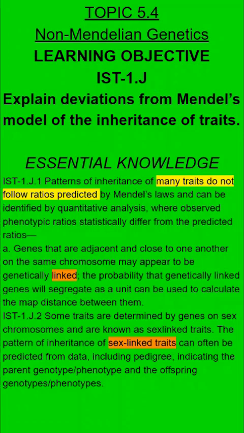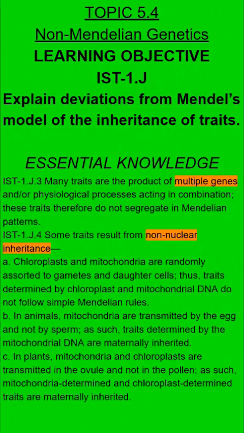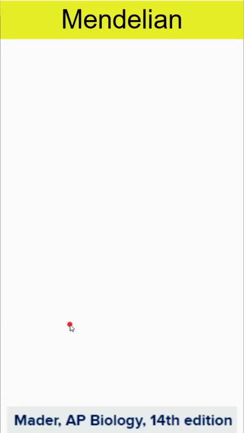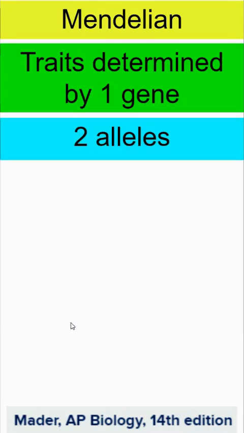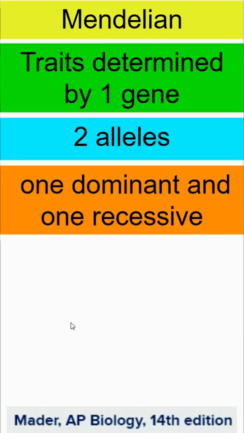With Mendelian genetics, we have predicted ratios, but many things do not follow along those patterns. We can have linked genes, sex-linked traits, multiple genes or polygenic traits, and non-nuclear inheritance. Going back to Mendelian, it's a very simplified way of looking at genetic inheritance. The traits are determined by one gene. There are two alleles, and there is one dominant and one recessive allele.